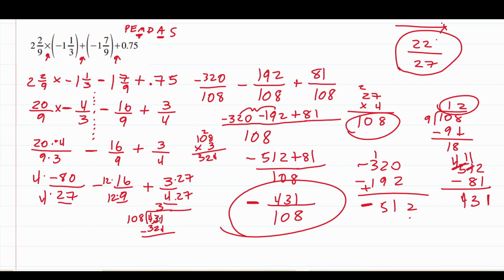4 minus 1 we can't do. We have to borrow. This becomes 2. This becomes 10 or 11. 11 minus 4 is going to be 7. 2 minus 2 is 0. And 4 minus 3 is 1. So if we were to write this as a mixed number, it would be 3 and 107 over 108. Of course, this is negative. But I think if you got negative 431 over 108, given the amount of work for this one, that's fine as well. But that is it for this video.